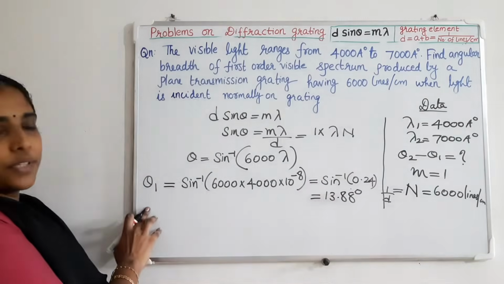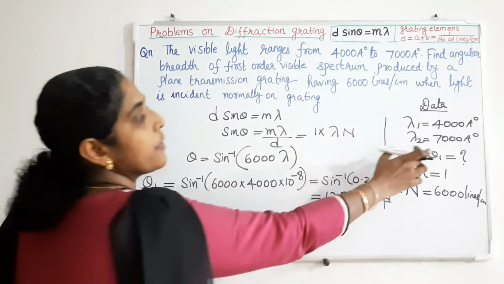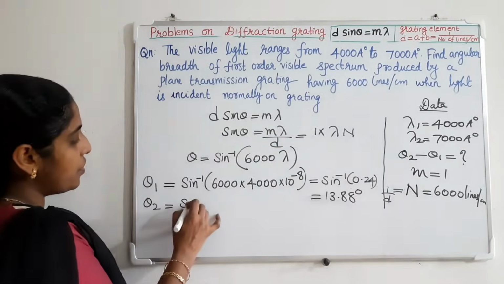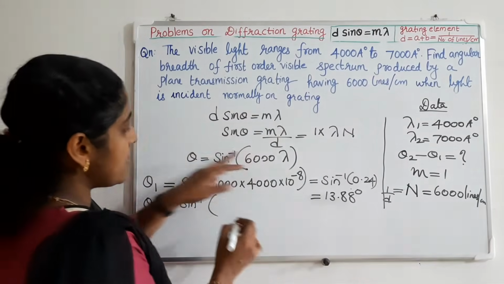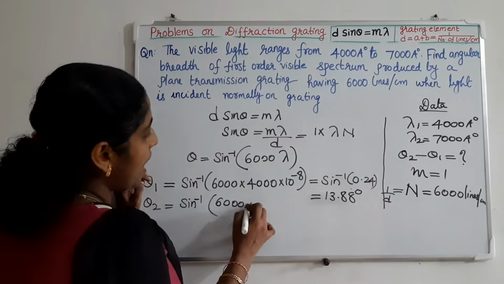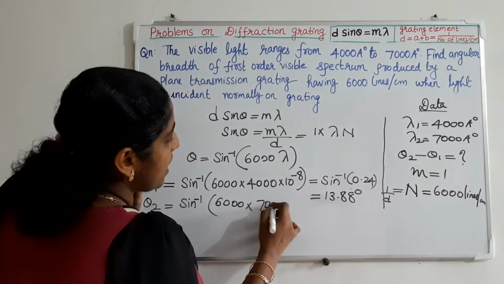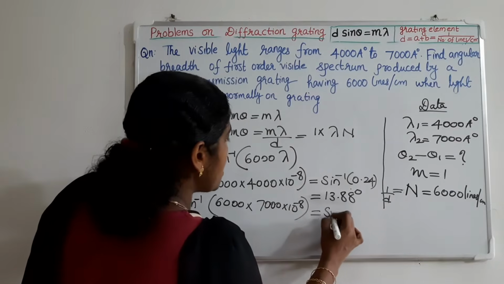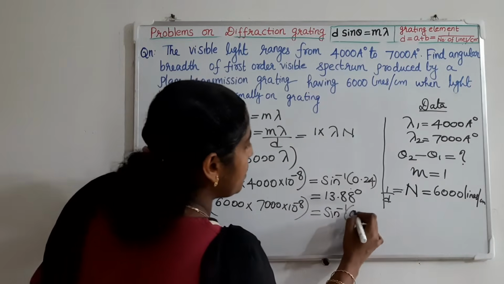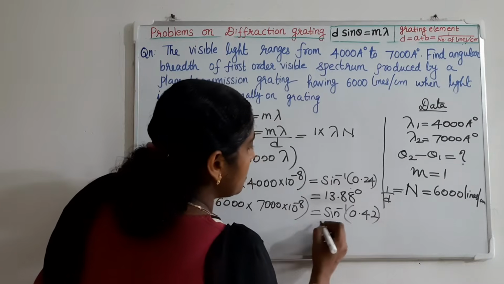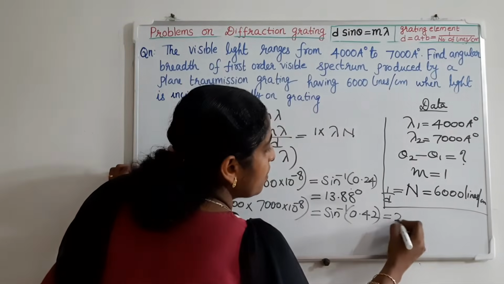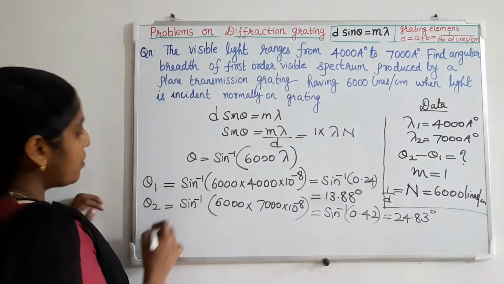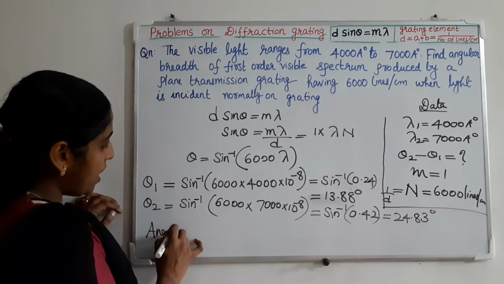Now we can find out the angle of diffraction corresponding to the wavelength 7000 Armstrong. That is theta 2 is equal to sine inverse of 6000 into lambda 2, that is 7000 Armstrong, that is 7000 into 10 raised to minus 8, that is equal to sine inverse 0.42. On calculating we will get it as 24.83 degree.